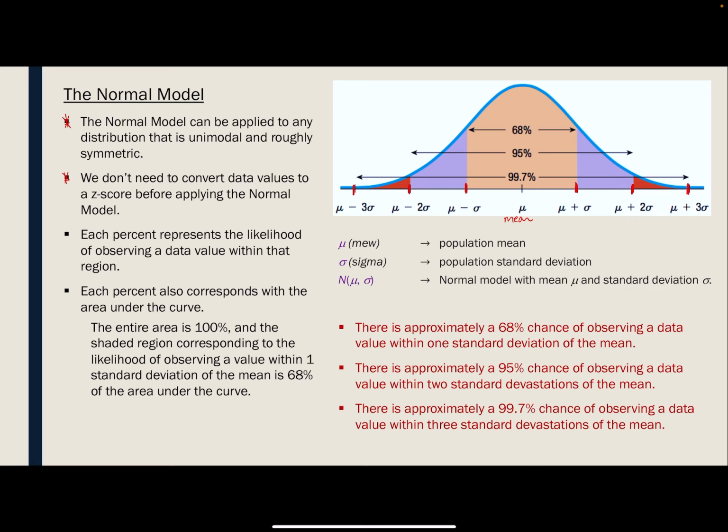So again, this mu represents the mean, and sigma represents the standard deviation. And then we have the general way of describing a normal model, where we use the capital N to say that we can use the normal model. And the first number is the mean, and the second number is the standard deviation.